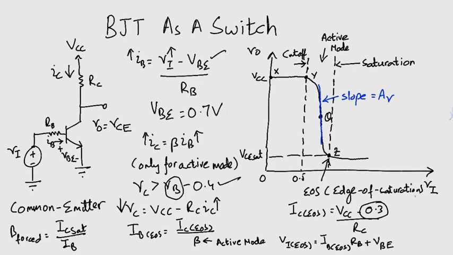Now here the switch is closed, while at the cutoff region the switch was open. A nominal value for VC sat is 0.2 volts. These will come in handy when we do numericals, so take note of them.